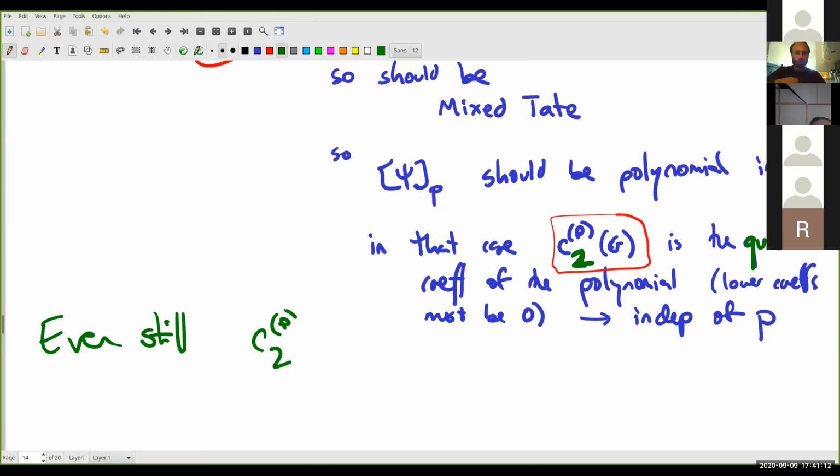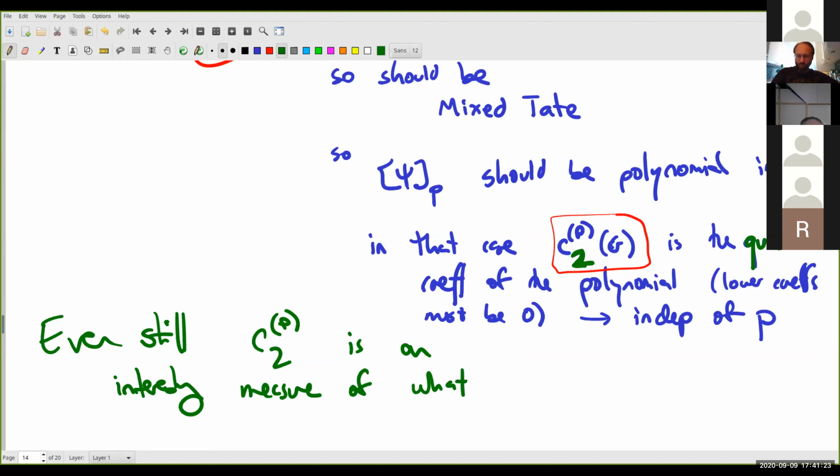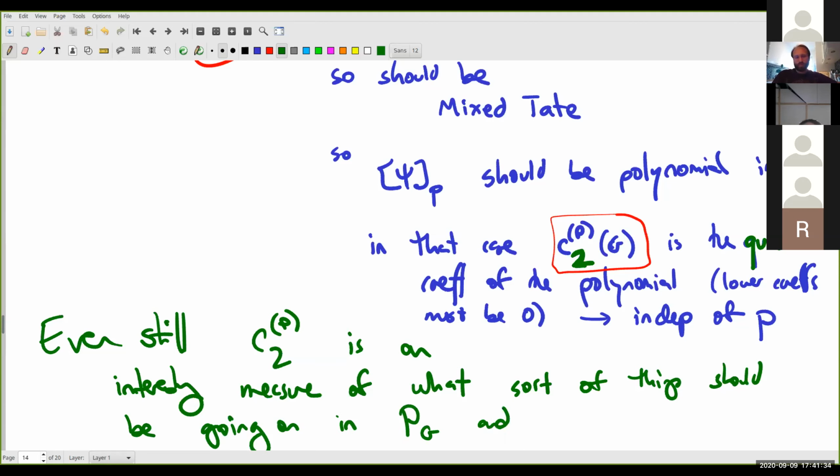this C2 P is an interesting sort of measure of what sort of things should be going on in P G and its geometry. And again, some of you have probably heard a lot more and you know some of the caveats. There are some interesting caveats here, but it's still broadly speaking an interesting thing.